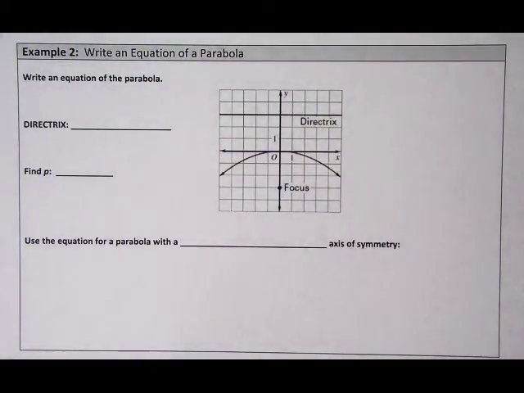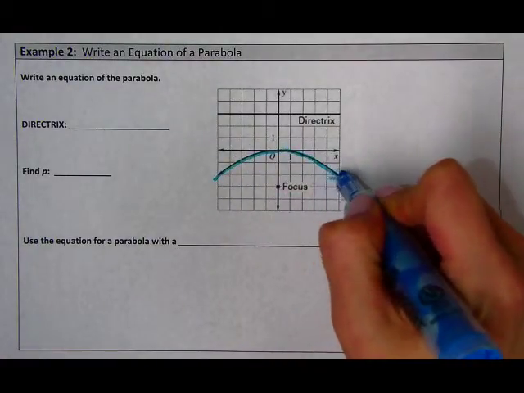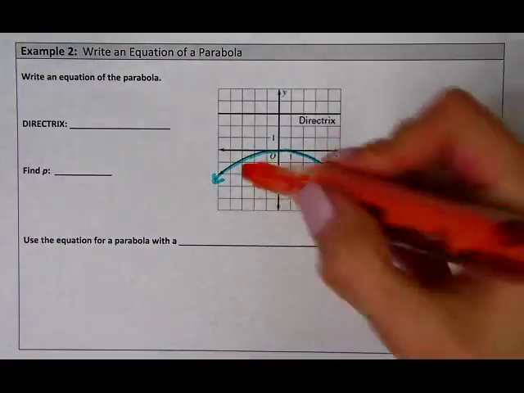A couple key pieces of information to look at. The first is, which direction is my parabola opening? If I look at my parabola, it's this guy right here, and it's clearly opening down. I also know it's opening down because my focus is right here.